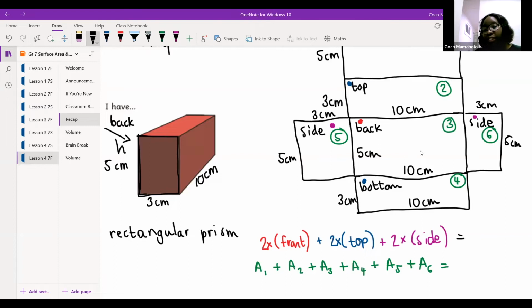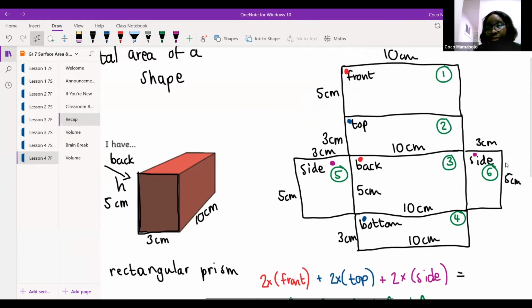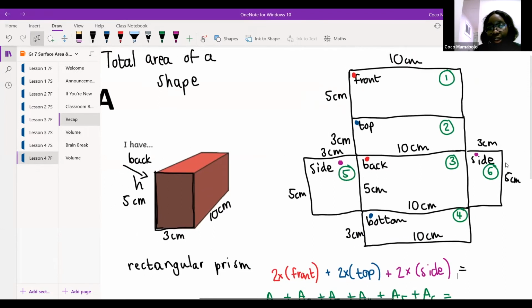Okay, I'm going to give everybody 2 minutes. I'm going to put the drawing back up. I feel like I'm running out of space here. Okay, there we go.